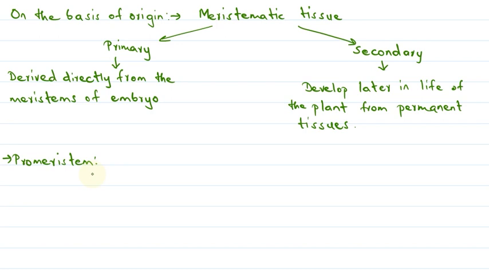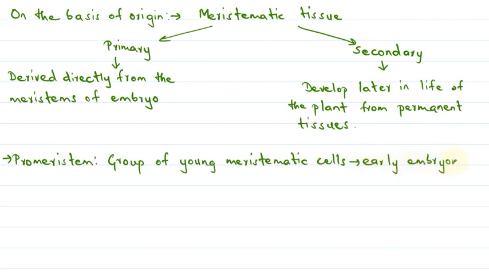So what is this promeristem? It is a group of young meristematic cells in their early embryonic stage that are present at the shoot and root tips of the plant, from which the other meristems are derived, and it forms the primary meristem in plants. So this is called the promeristem.